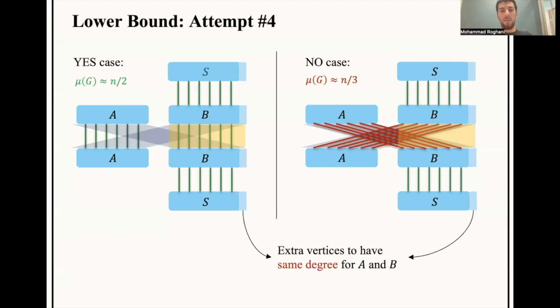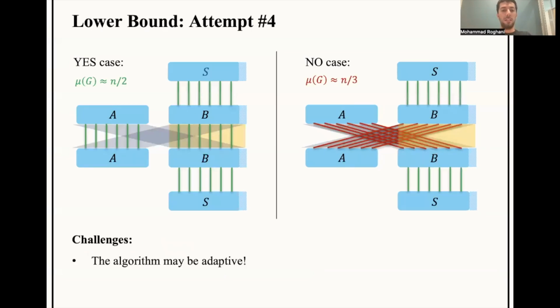So suppose that we add some extra vertices to both B vertices in both yes case and no case. The reason that we add these vertices is to make the degree of the B vertices and A vertices similar. Now, with this new construction, we don't have any algorithm that distinguishes between a yes case and no case. But the challenge is how we can analyze any algorithm, how we can show the limitation of any algorithm for these two cases.